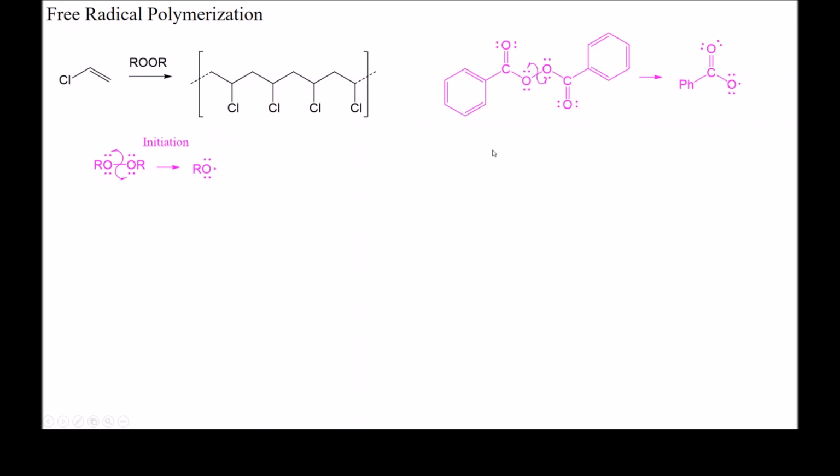As an example of what a typical peroxy radical initiator might look like, this is one called benzoyl peroxide. And you might actually have experienced benzoyl peroxide at some point in your life. Hopefully not anymore, but probably some of you. It is an anti-acne agent.